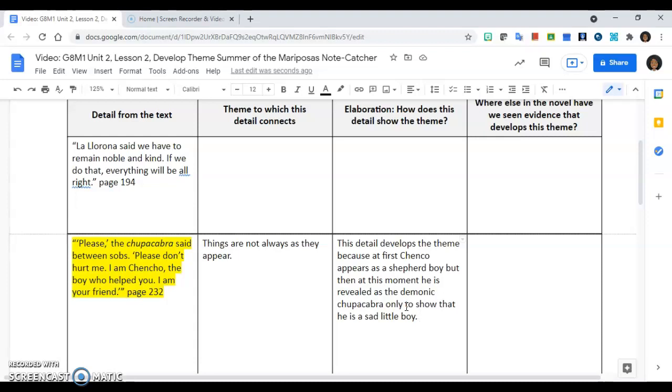Now, this hasn't been the only time where this theme has appeared in this novel. So take a little bit of time and try to jot down an example. Where else in the novel have we seen evidence that develops this theme? This theme of things are not always as they appear. Now, this doesn't have to be details from the text. You can just go ahead and jot down some other places that this theme has appeared so far in what we've read. I'm going to pause. If you need longer, you can pause the video or you can just take a quick 30-second break with me.